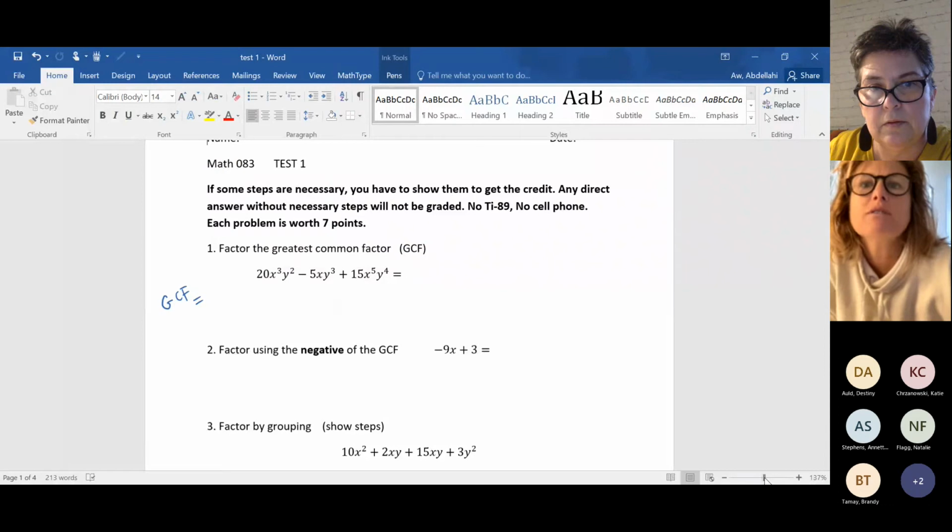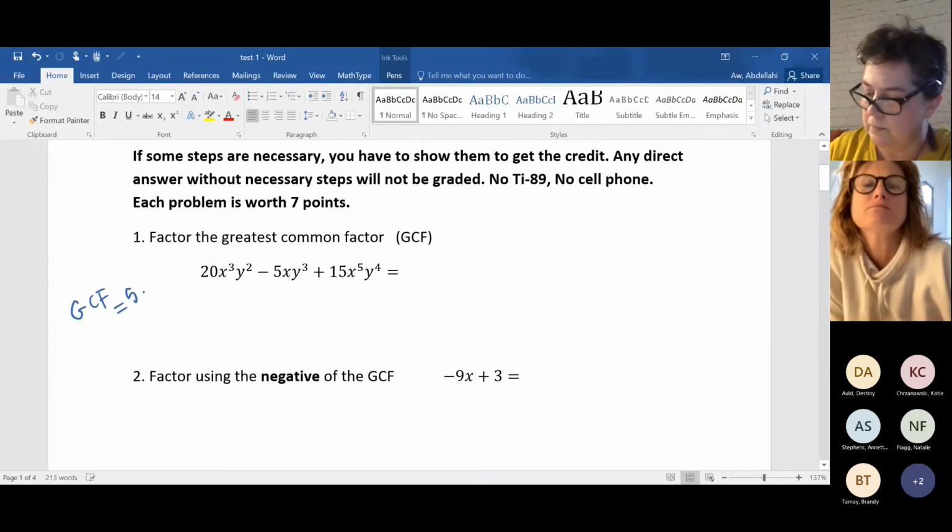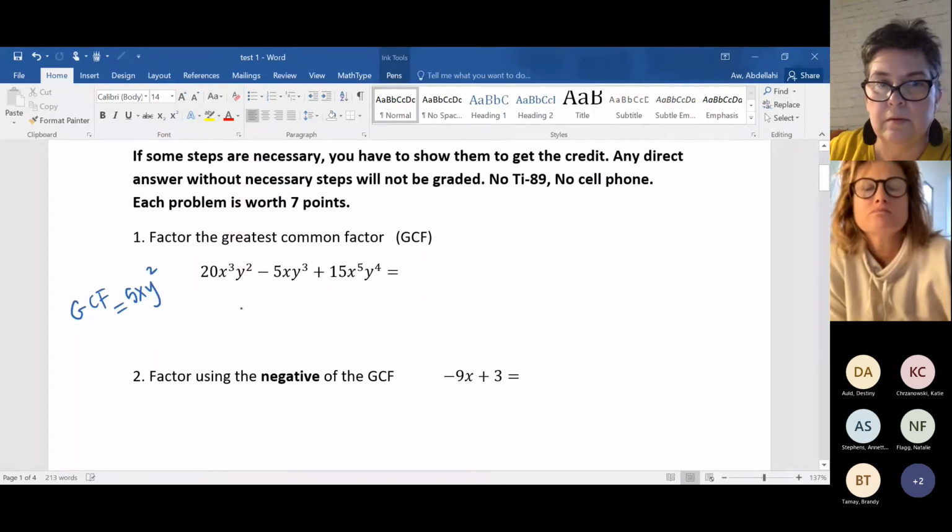How much is the GCF when you look at this one? So it's 5xy squared, right? Thank you. It's 5xy squared.